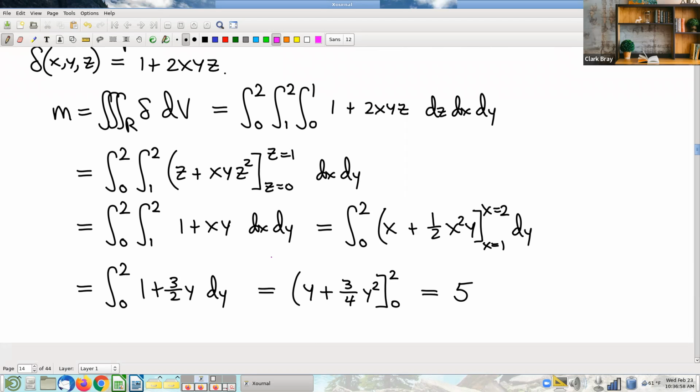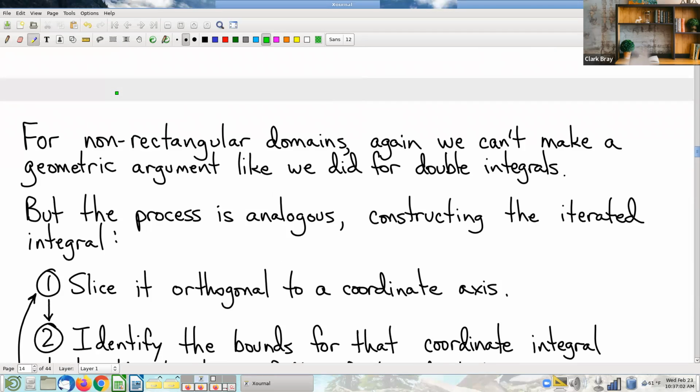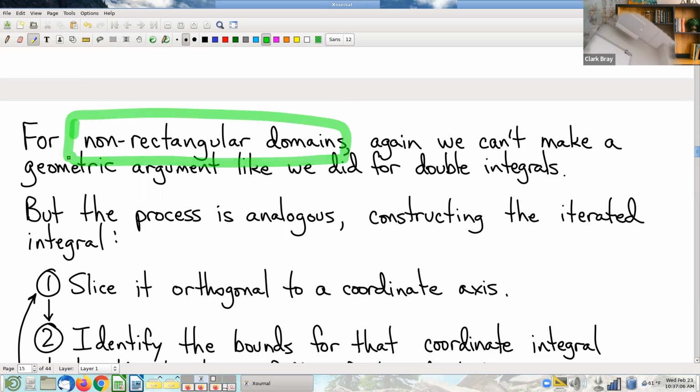All right. Okay, so now, what do you do with non-rectangular domains? What did we do with double integrals for non-rectangular domains? Well, we made a volume slicing argument. And obviously we can't do the 4-dimensional analog of that in this case. So again, I'm going to have to make some assertions here that it works out in a highly analogous way.